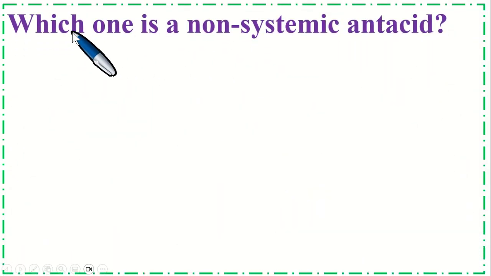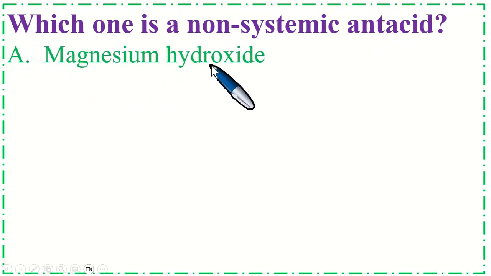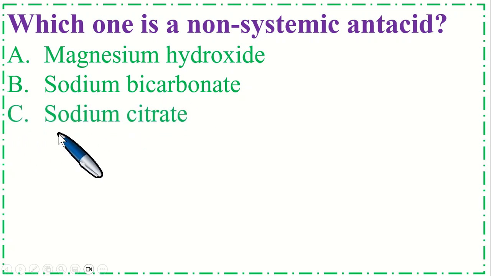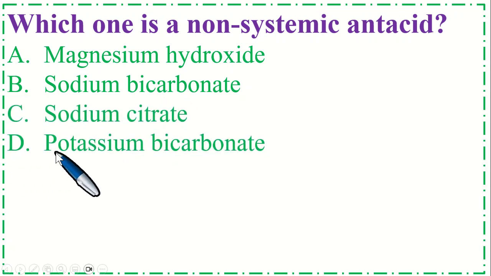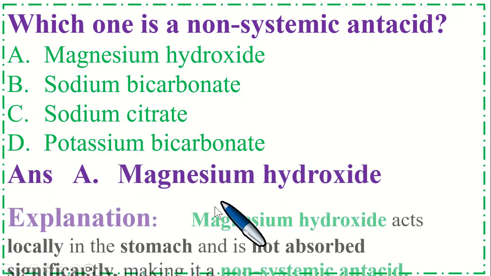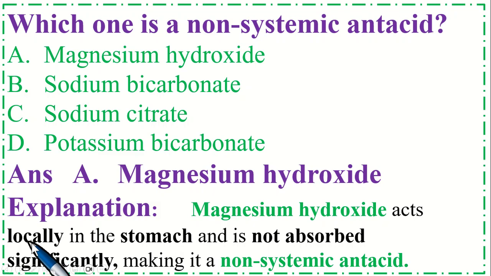So this is very important MCQs. Which one is a non-systemic antacid? Option A, magnesium hydroxide, B, sodium bicarbonate, C, sodium citrate, and option D, potassium bicarbonate. So the correct option is A, magnesium hydroxide. Magnesium hydroxide acts locally in the stomach and is not absorbed significantly, making it a non-systemic antacid.